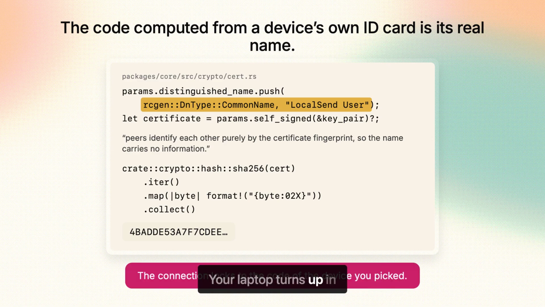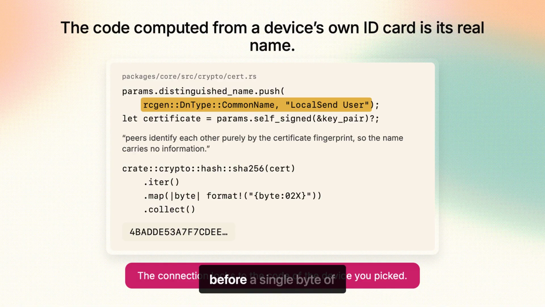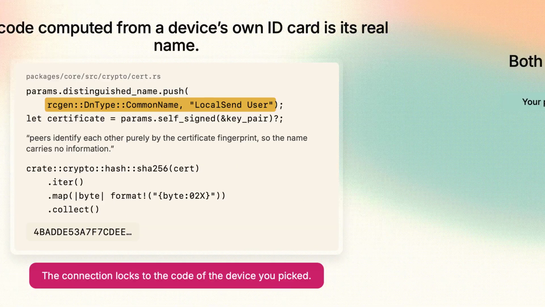Your laptop turns up in the list on your phone carrying its code. The moment you pick your laptop, your phone locks the connection to that one code. Your phone checks that code while the connection is being set up, before a single byte of your file goes out. Another machine answering at that address never hears what you were about to send.